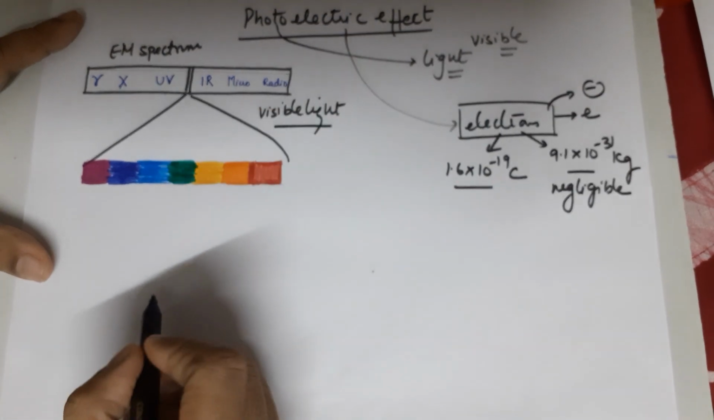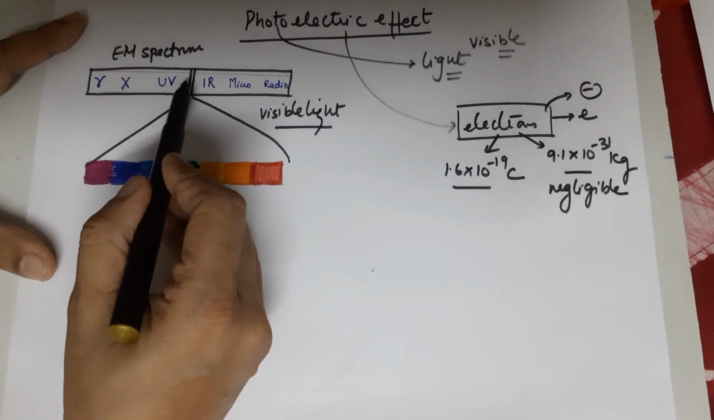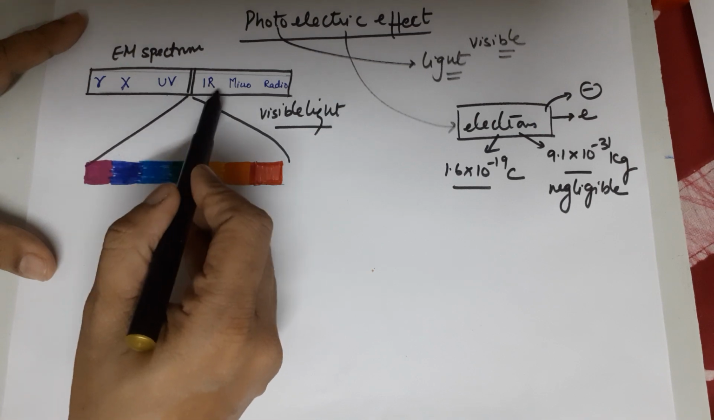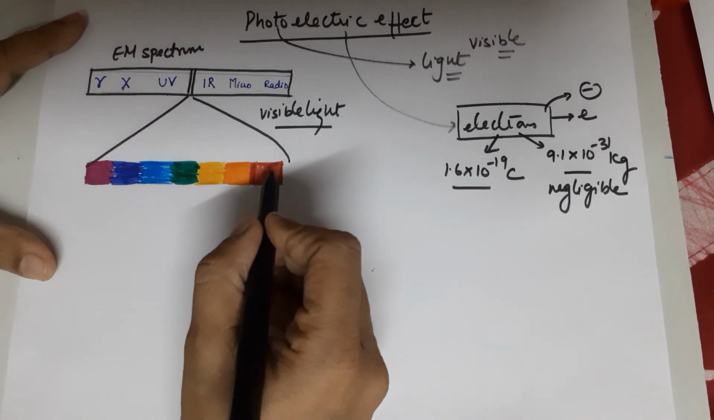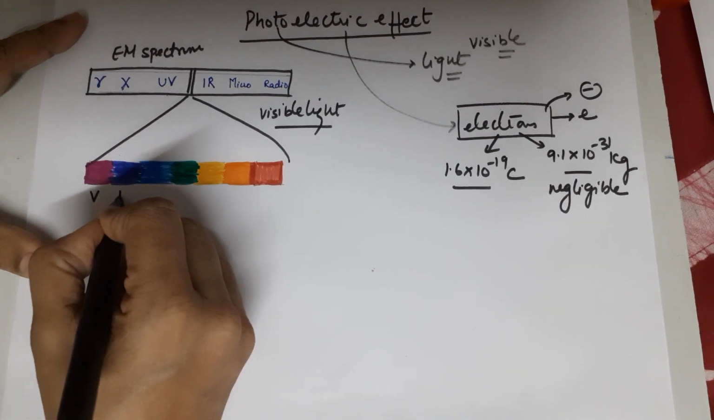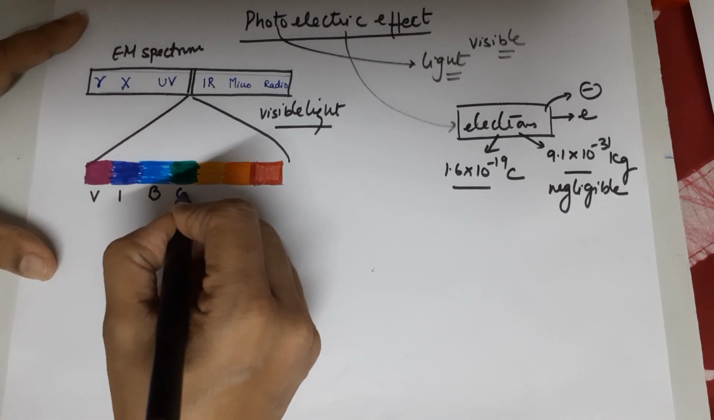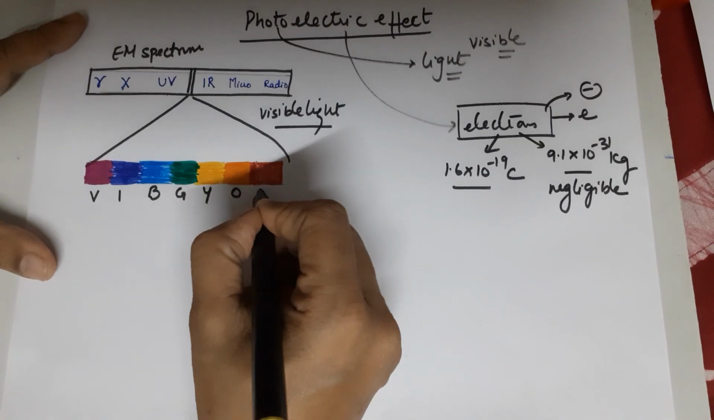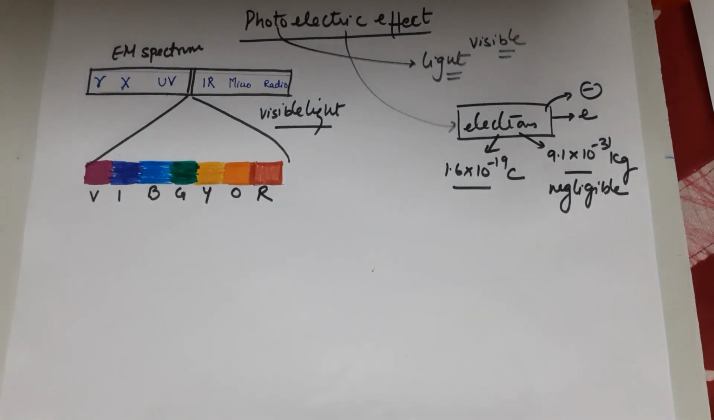So when we talk about the visible light falls between ultraviolet and infrared. You very well know we are talking about VIBGYOR. Violet, indigo, blue, green, yellow, orange and red. Fine. This is your VIBGYOR, the components of light visible to us.